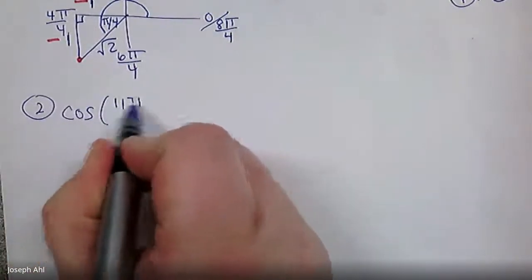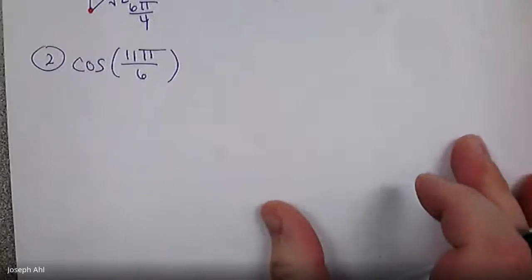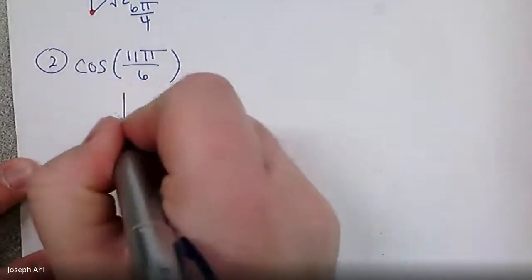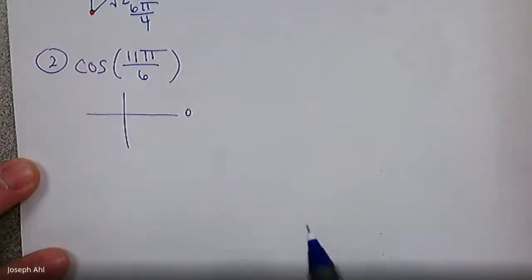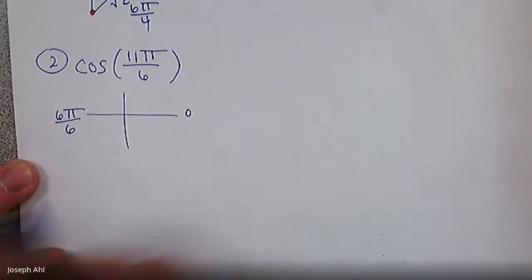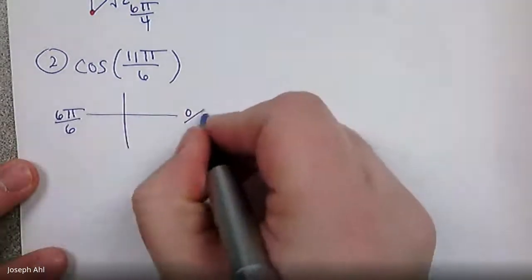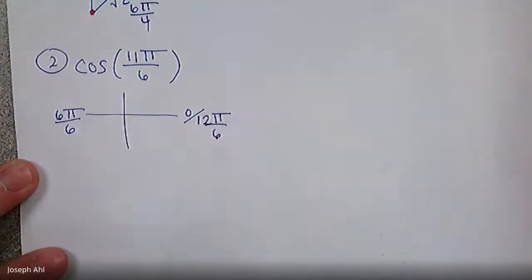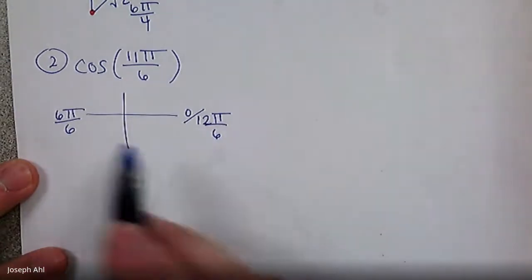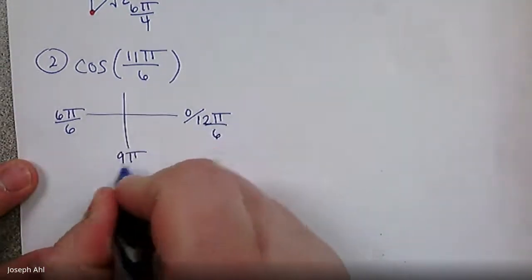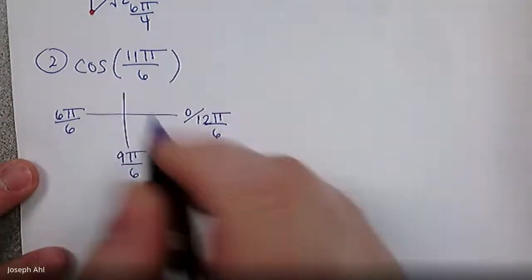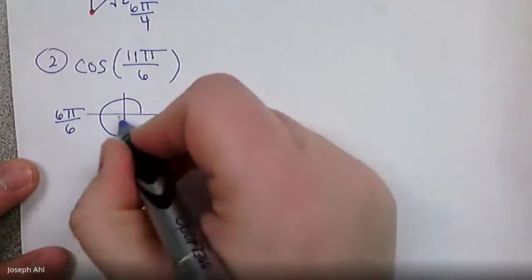If we did cosine of 11 pi over 6, let's see what that would look like. So, sketching an angle of 11 pi over 6. Here's 0. Halfway around is pi, which with a denominator of 6 is 6 pi over 6. So we know we're definitely past halfway. Full circle is 2 pi, which is 12 pi over 6. So 11 pi over 6 is just before I get to full circle, right? In between 6 and 12 would be 9 pi over 6 down here. Now that we see where these border lines are, 11 pi over 6 is definitely an angle in quadrant 4.